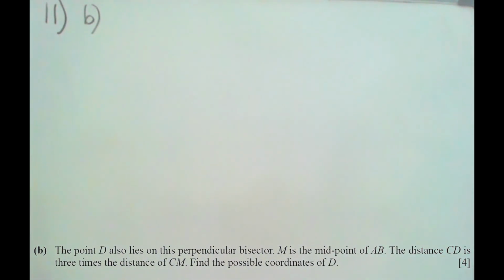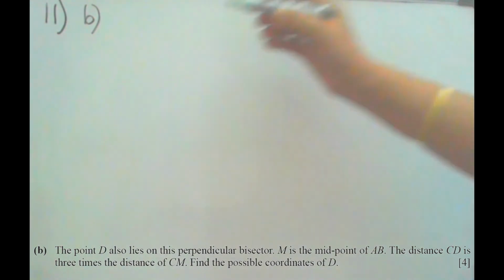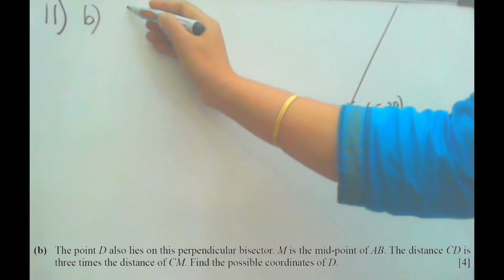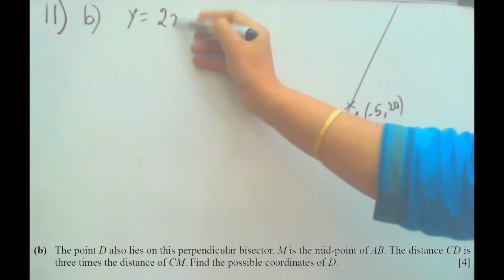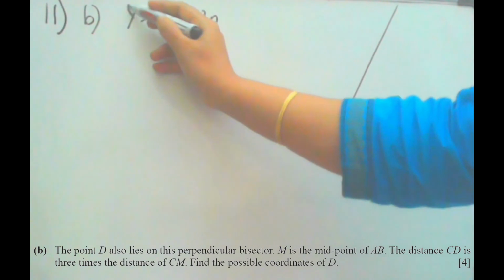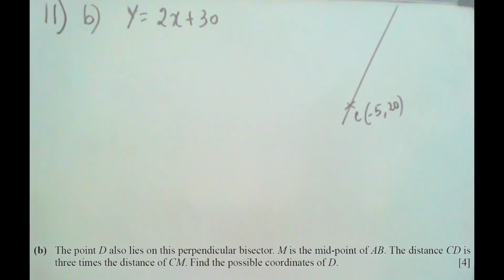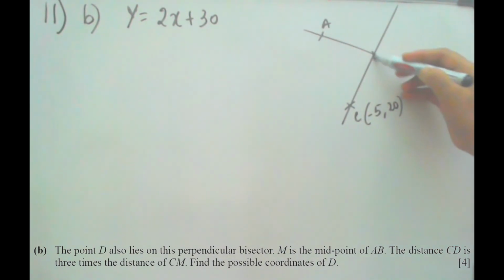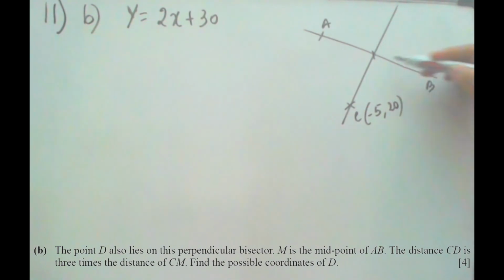The point D also lies on this perpendicular bisector. Alright, as I said, let us have a line already. There was a point C here, minus 5 comma 20. What was the equation of the perpendicular bisector? It was y is equal to 2x plus 30. Okay, let's gather all the information again. M is the midpoint of AB. Okay, AB was something like this. M was the midpoint, which is also a point on the perpendicular bisector. There is a point D which lies on this perpendicular bisector. Let's say D lies here.